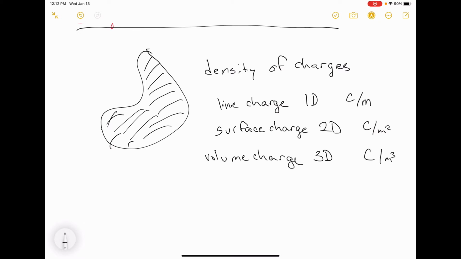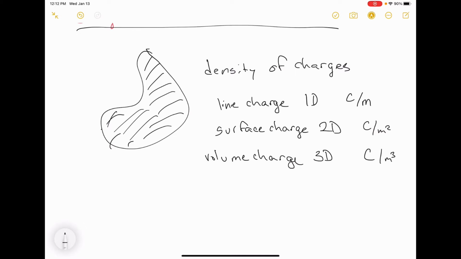A surface charge might be a thin charged sheet, or like an area that the charges are stuck to. Think about the surface of a balloon after you rub some wool on it. A volume charge would be a whole volume, like a ball or a cube or something like that, that is filled with charge.